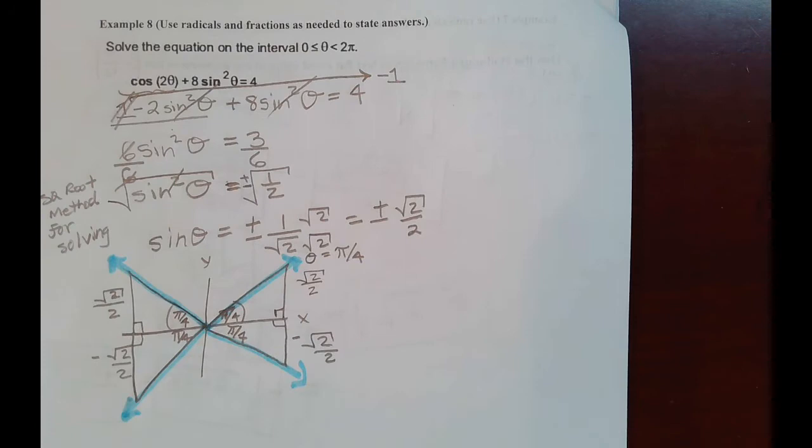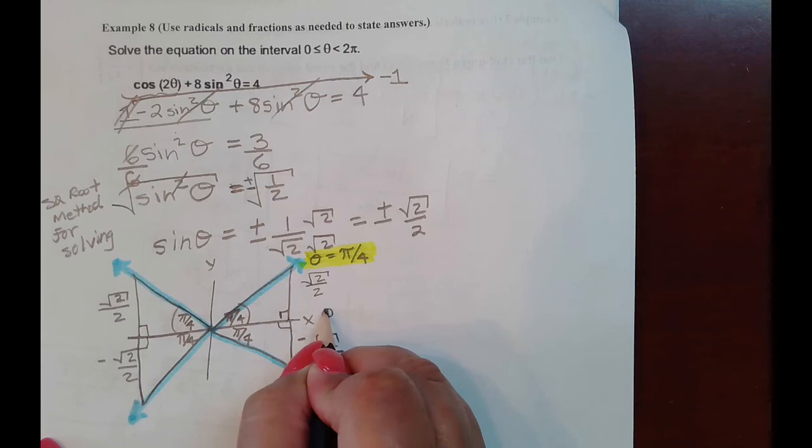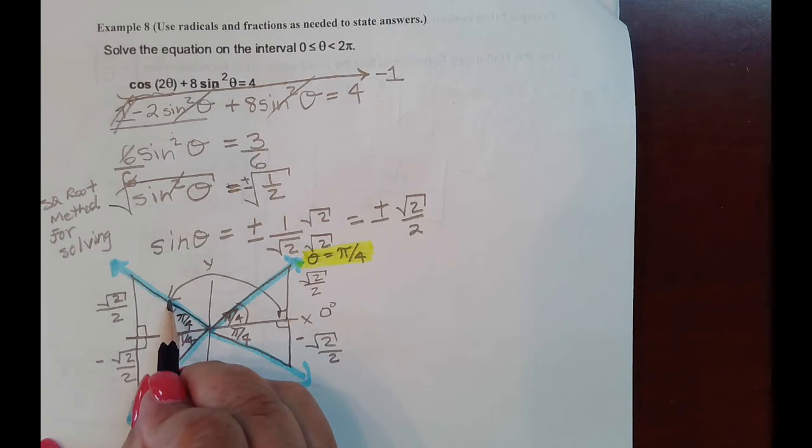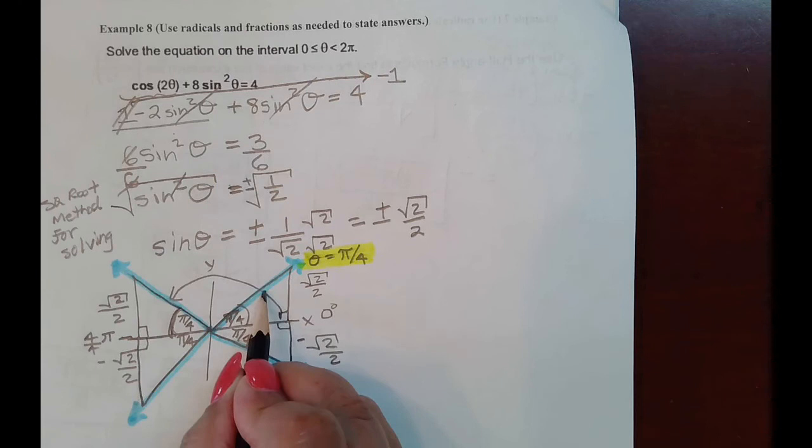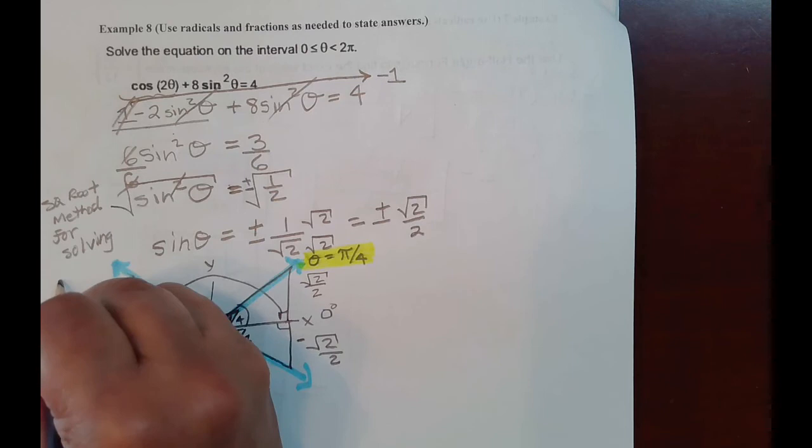But that is not true in quadrants 2, 3, or 4. If you're rotating from 0 degrees and you're trying to get here, you rotated as far as this, but you stopped 1/4 before you got to this landmark called pi, which is the same thing as 4/4. You were rotating almost there, but stopped 1/4 before you got to 4/4. So this has to be 3/4 of a pi.